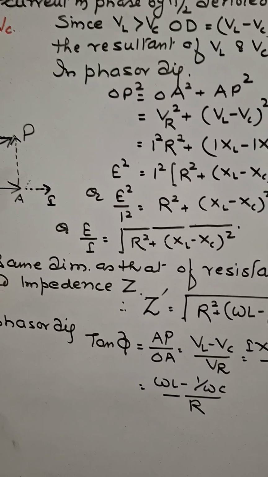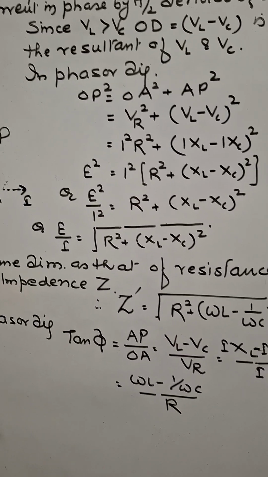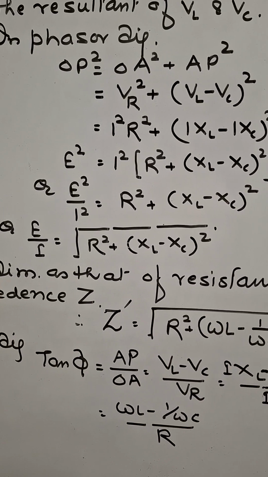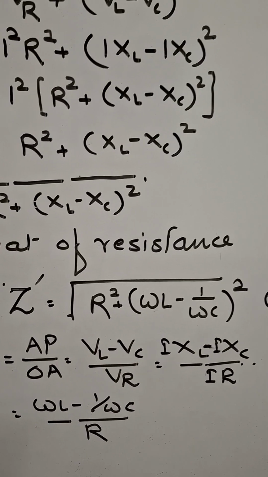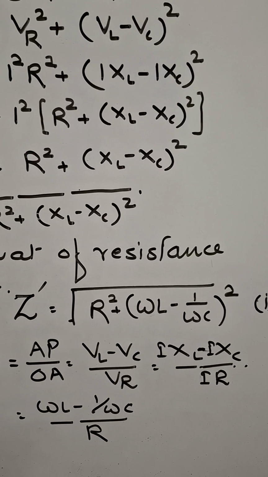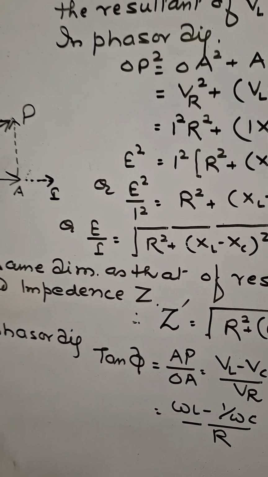Students, E upon I has same dimension as that of resistance. It is called impedance of LCR circuit. So Z is equal to root R square plus omega L minus 1 upon omega C square.